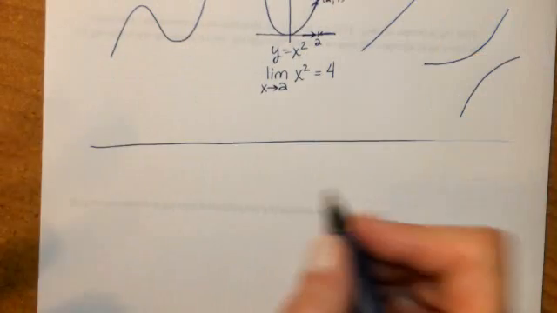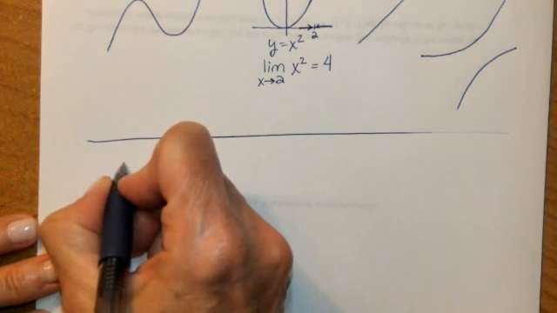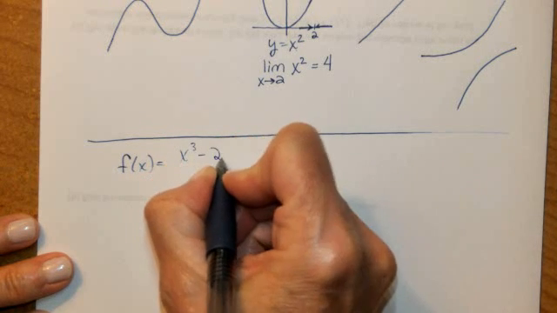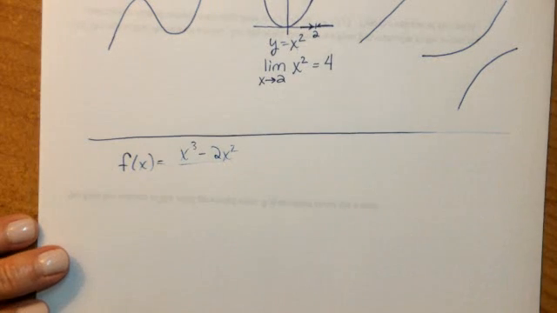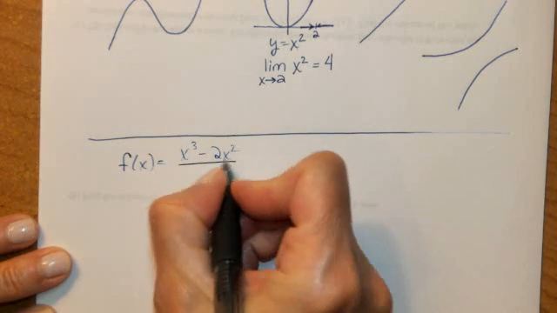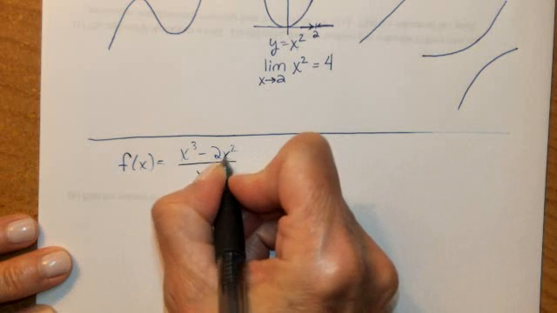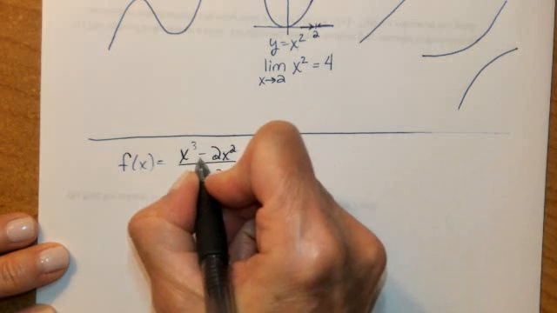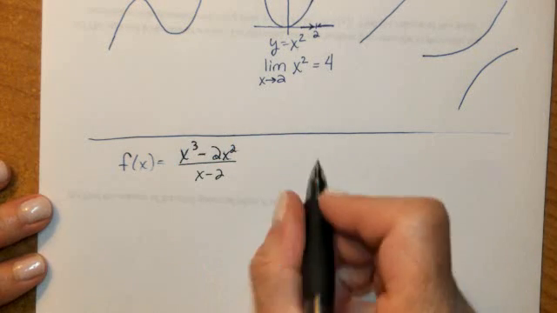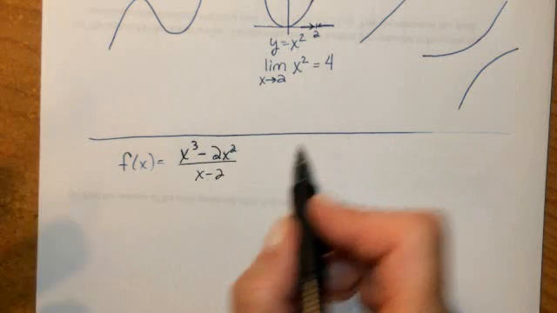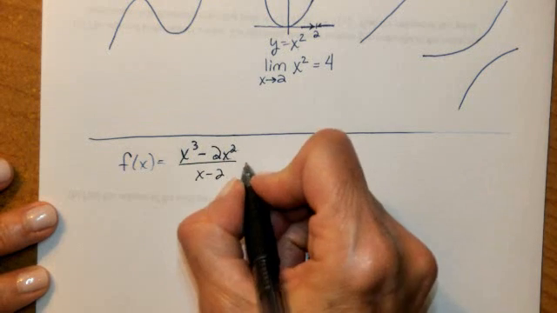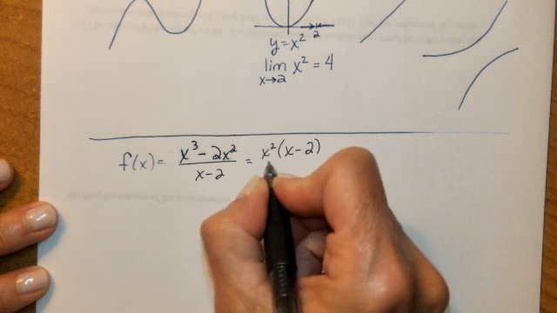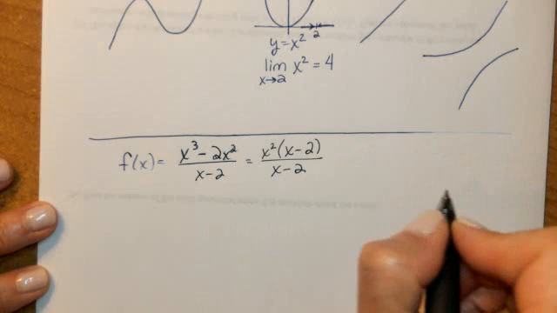Like, what if I take this function? Let's say f of x is equal to x cubed minus 2x squared over x minus 2. Before I get too far into what we're doing with limits, let's do a very quick review. When you see a function like this, I see that the numerator can be factored, and I can take out an x squared. I'm left with x squared times x minus 2 in the numerator, and I still have that x minus 2 in the denominator.